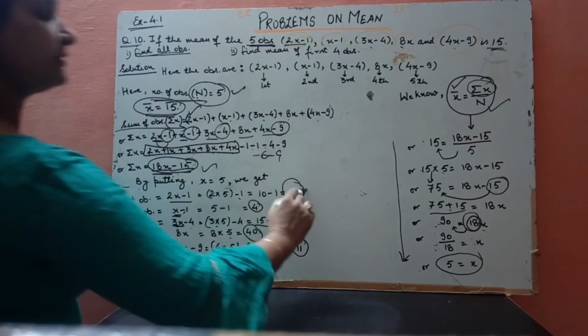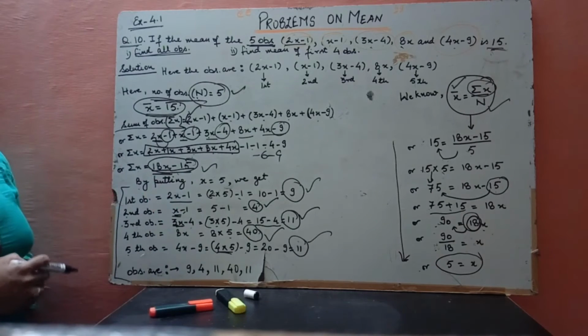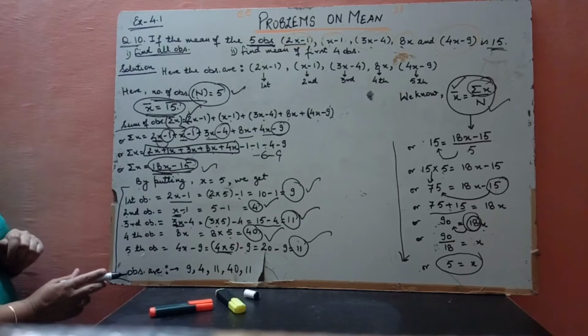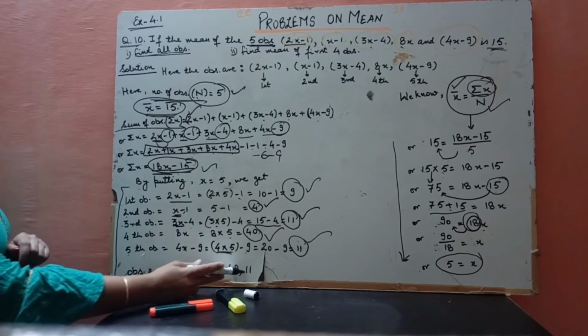So this is first, second, third, fourth and fifth. These are our 5 observations. We will write here, observations are 9, 4, 11, 40 and 11.